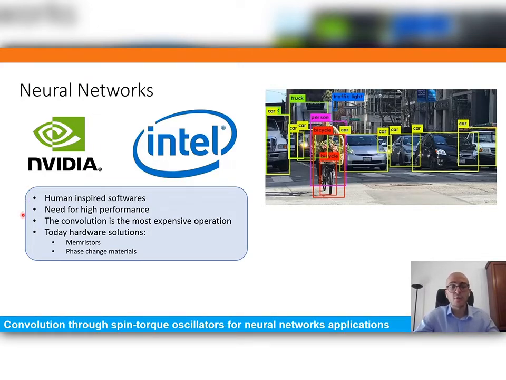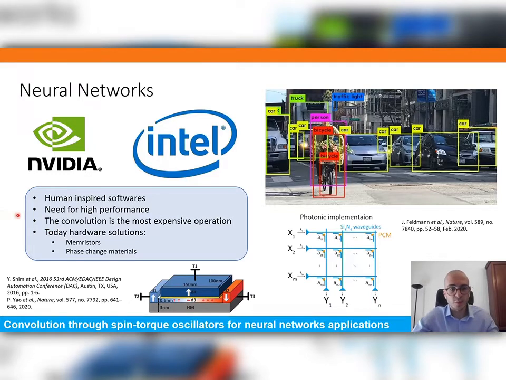And we know that the convolution is the most expensive operation, and in order to make that more time and energy efficient, we can use hardware solutions. And today we have two main hardware solutions. In the spintronic field we have the use of memristors, and in the optic field we have the use of phase change materials.